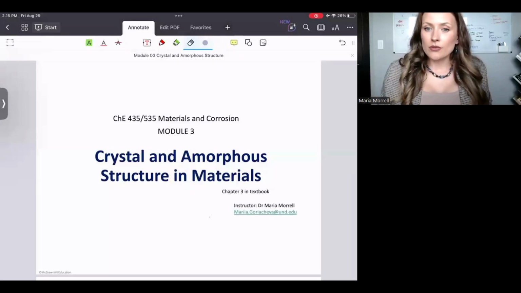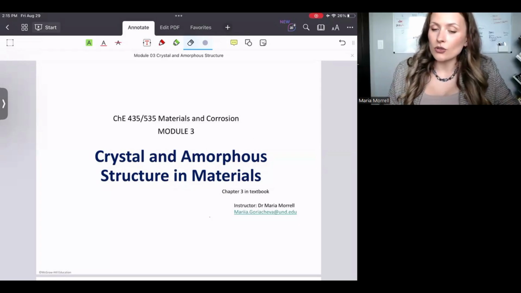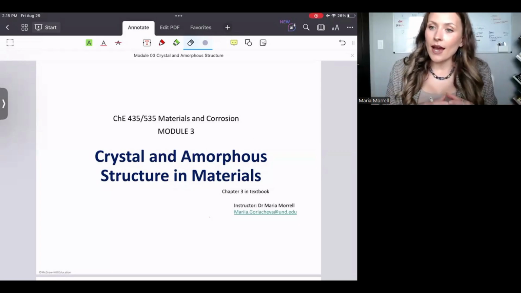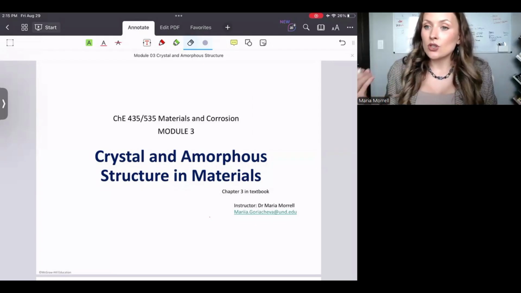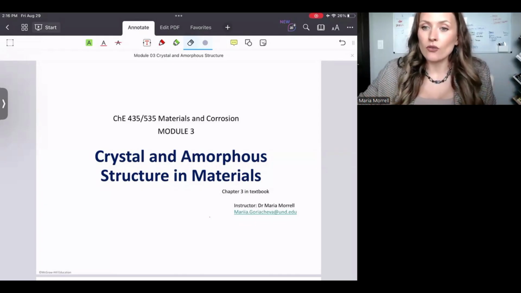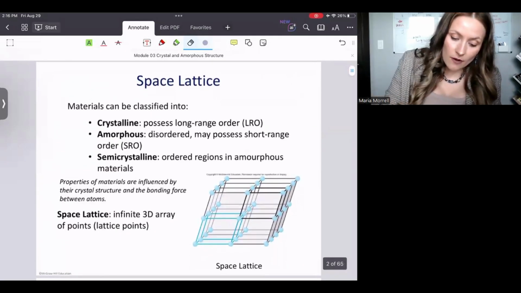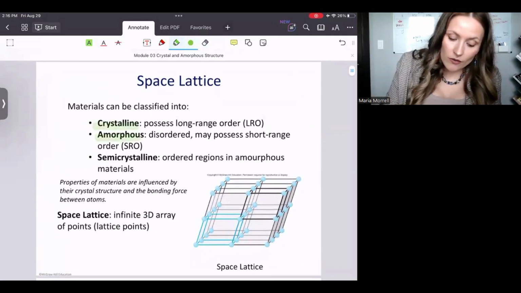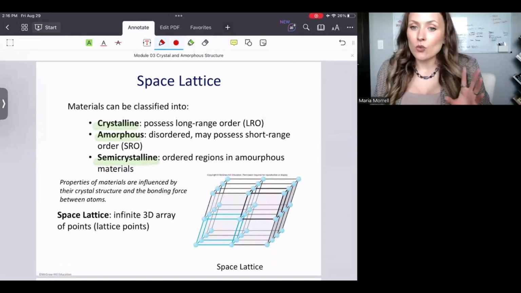Welcome to learning module number 3, crystal and amorphous structure in materials. In the previous module, we looked at how atoms bond with each other and how the type of the bond determines the material's properties. Today, we will be expanding the picture, meaning that we will look at the entire crystal structure of materials. Now, materials can be classified into crystalline, amorphous, and semi-crystalline. Let's look at each one by one.